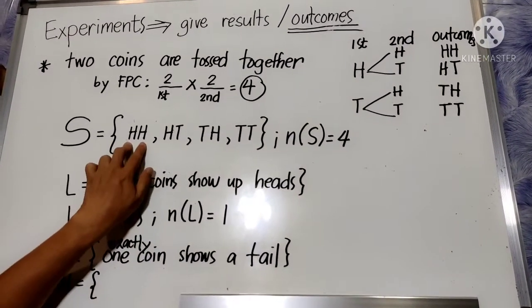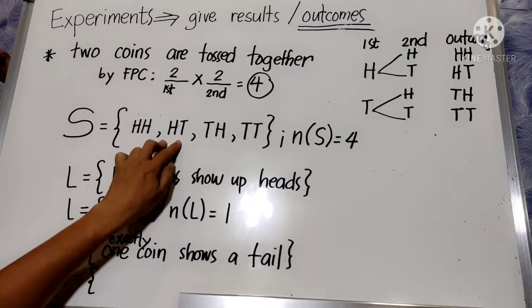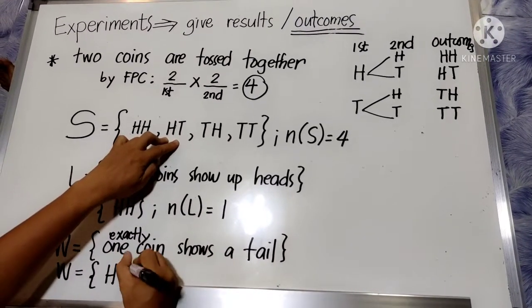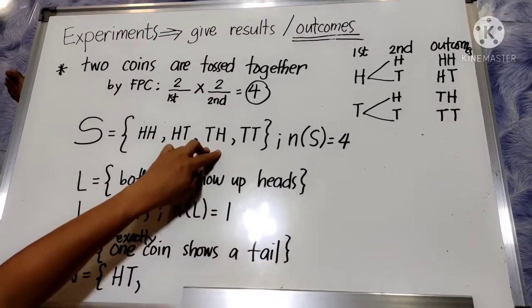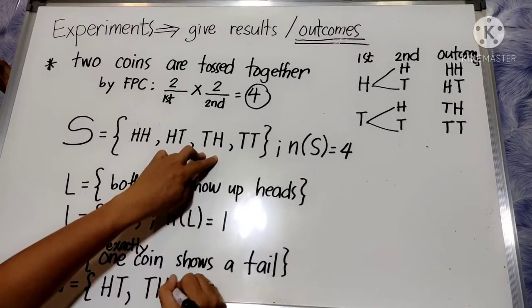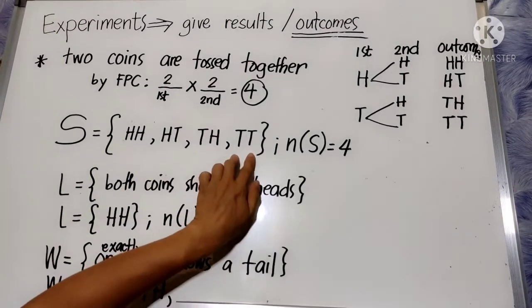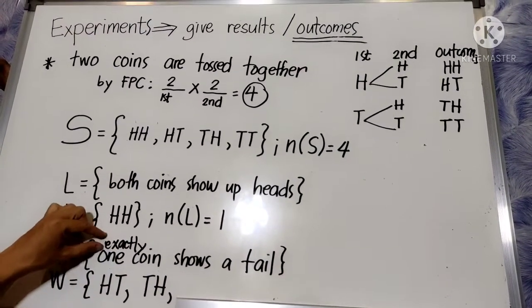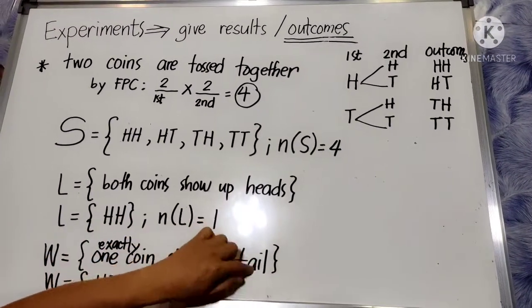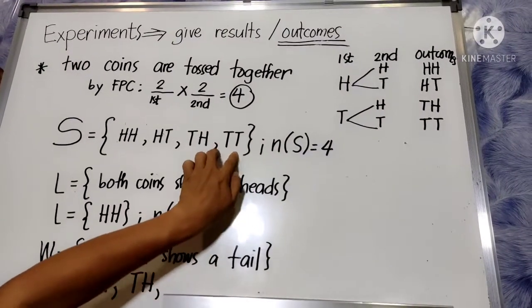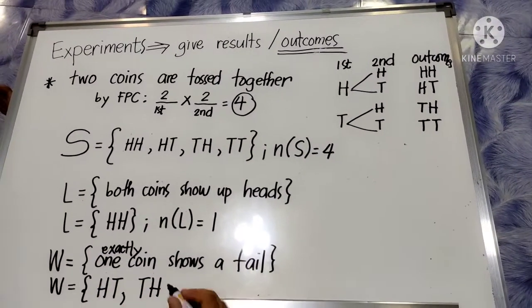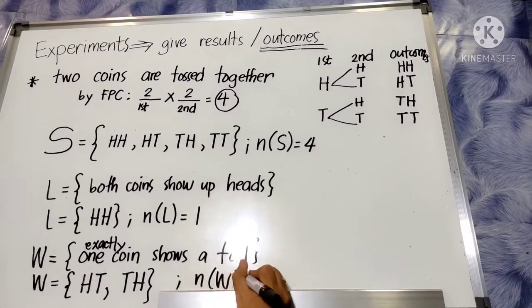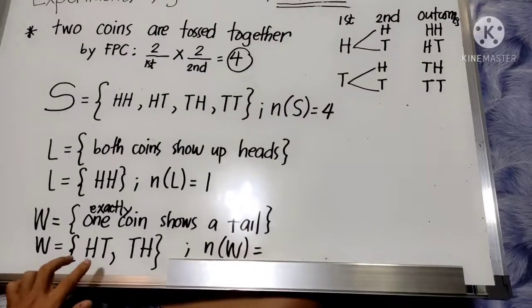So, walang tail dito. Meron bang tail dito? Meron. Exactly one. One tail. So, HT. How about this? Meron ding tail. How about this? Can you include this? No. Why? Because you have it here, exactly one coin shows a tail. Merong dalawang tail na dito. So, hindi to kasali. Kaya, you close it now. So, what is our N of W? N of W is 1, 2.